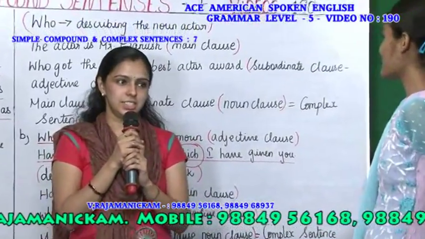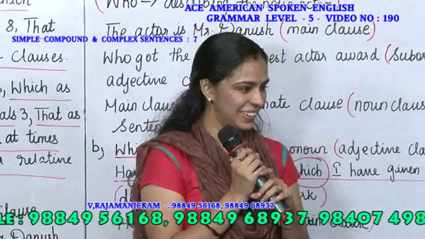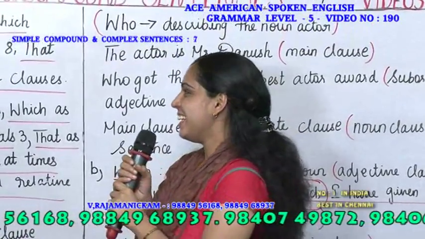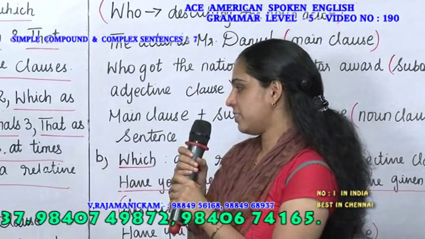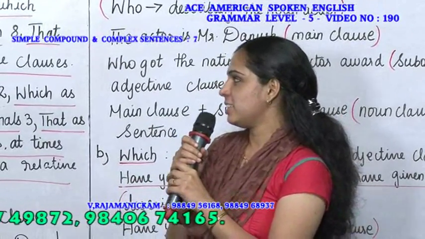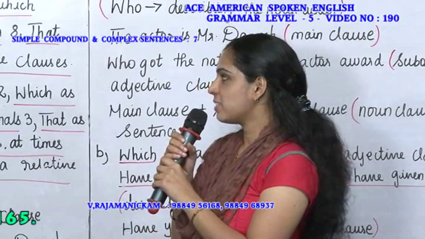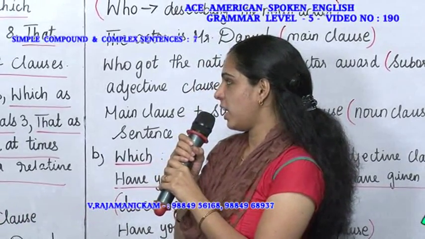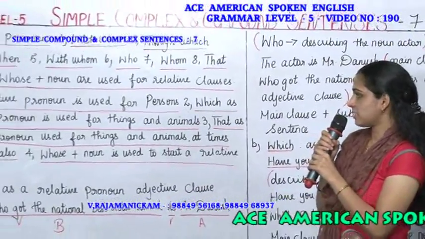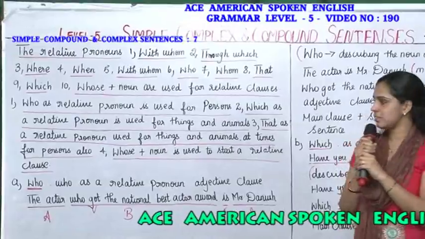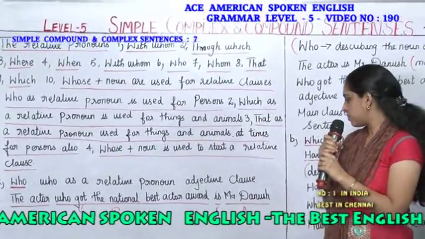In a simple sentence, there is only one verb. No, I am asking, in short, what do you understand about this adjective clause, relative? Or this Dhanush sentence we have seen, as an adjective clause, what are you able to understand? The relative pronouns, like with whom, through which, where, when, who, that. No, they are relative pronouns. What I am asking is, the actor who got the National Best Actor Award is Mr.